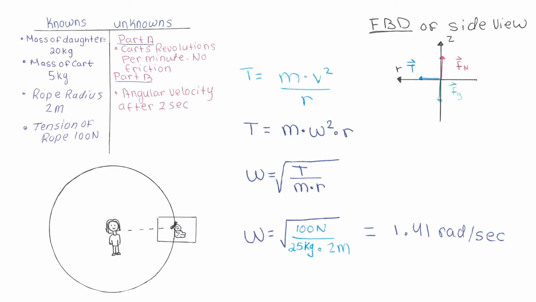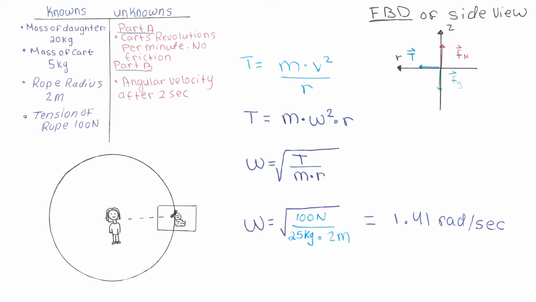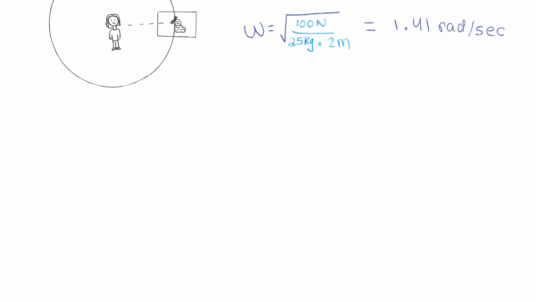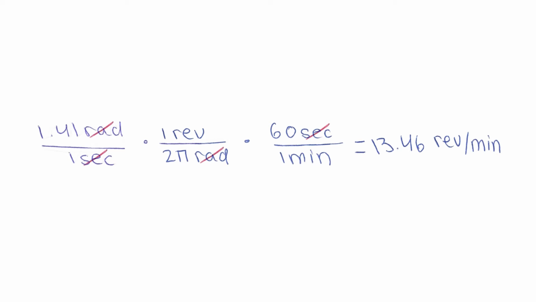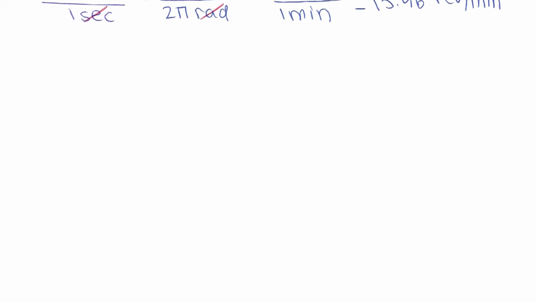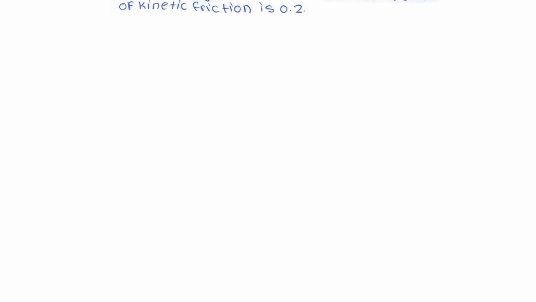Alright, so let's do part B. Whoa, not too fast. The problem asks for RPM, not radians per second. Oh, right. So I know that there are 2 pi radians for every 1 revolution, and there are 60 seconds to every minute. So the radians cancel out, and then the seconds cancel out, which leaves us with 13.46 revolutions per minute. Thanks, Anne-Marie. Don't mention it. Now on to part B.